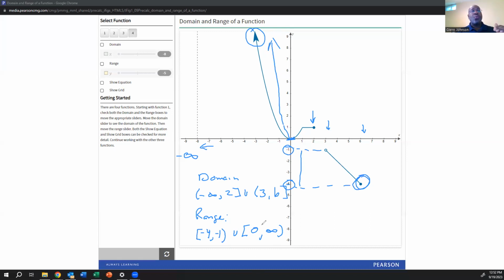So we're just looking at where the graph is extended and what x and y values are represented in the graph of the function to determine its domain and range.